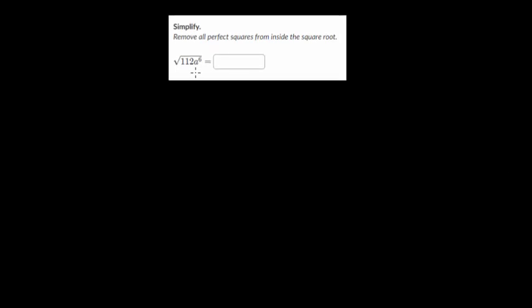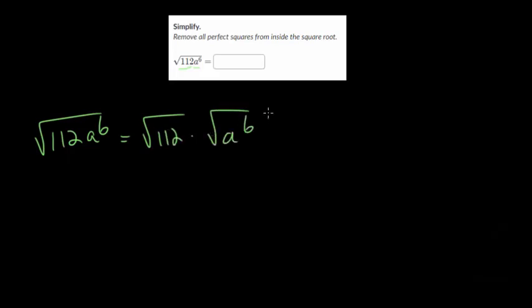So we need to simplify the square root of 112a to the 6th. With this problem, we're going to separate the numerical part and the variable part. So I'm going to rewrite it as root 112a to the 6 being equal to root 112 times root a to the 6th. That way we can deal with the number term and the variable term separately.